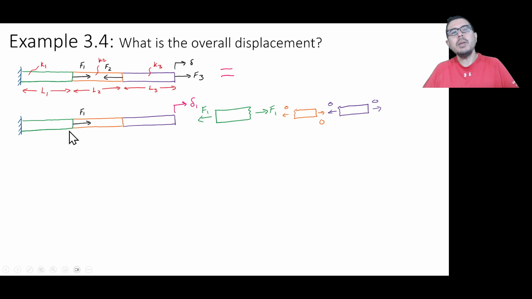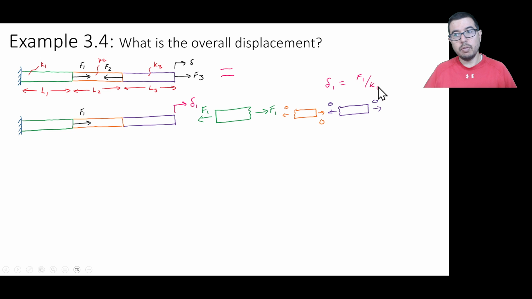So that might be a little bit counterintuitive, but one thing we can think is that there's no force here, there's no force here. These two right sections are just along for the ride. They're just going to follow the displacement of this spring or this bar on the left, and they're just going to keep going with it. And so whatever displacement we have here is the displacement we're going to have at the right side. So delta 1. So what is the displacement, though, of this section on the left? Well, it's just the internal force divided by K1, right?